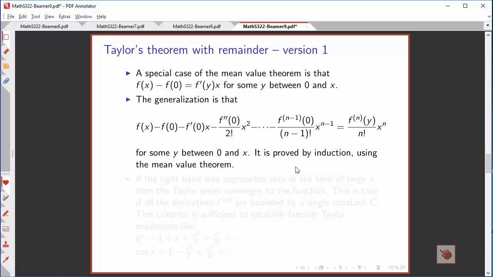We're going to prove this by induction using the mean value theorem. The proof in Ross is one I've never seen before, and it's one of the nicest proofs in the entire course.